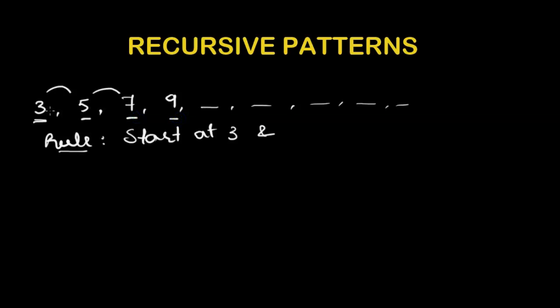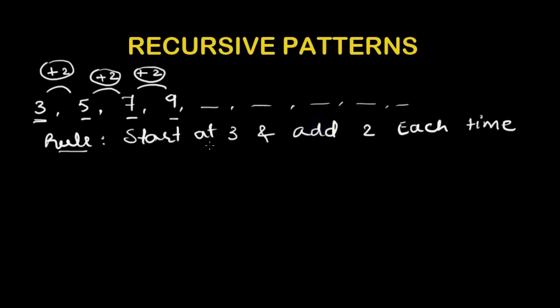So how do we get 5 from 3? We can add 2. Similarly, how do we get 7 from 5? We add 2 to 5, and plus 2. We notice that this rule is the same. When the rule is the same for all the terms in a pattern, it's called a recursive pattern. So here we start at 3 and add 2 each time. This is how we write the rule.